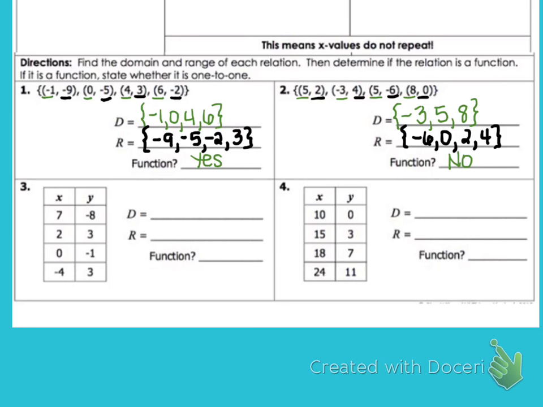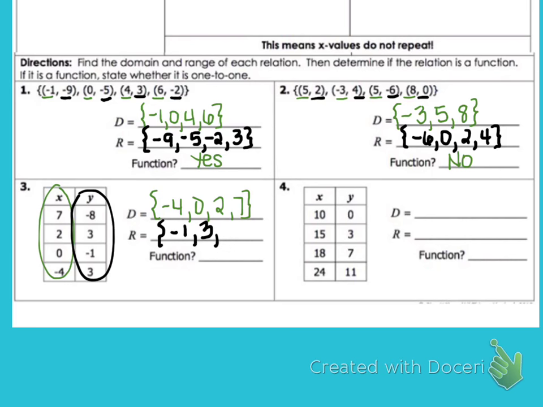Okay, so this is even easier to do when our ordered pairs are listed in table form, because we can clearly see what the x values are. So taking a look at 3, our domain, again, we're going to just take the x values. We'll take this column and list them out in numeric order: -4, 0, 2, and 7. And then our range values, again, the y's. The smallest one is -1, then 3, then 3 again, so I'm not going to list it again.